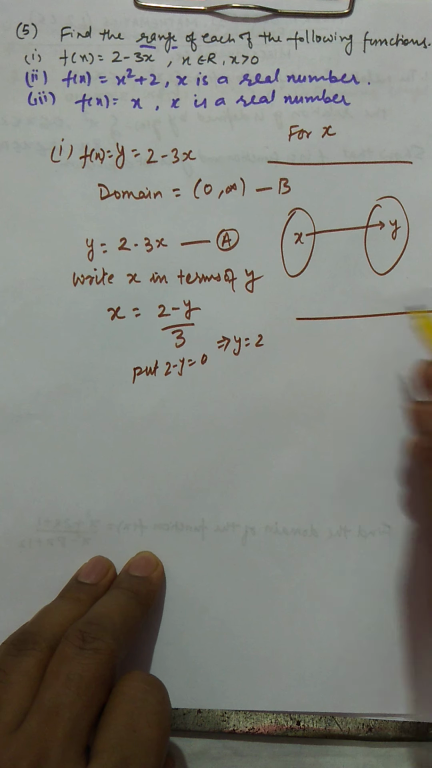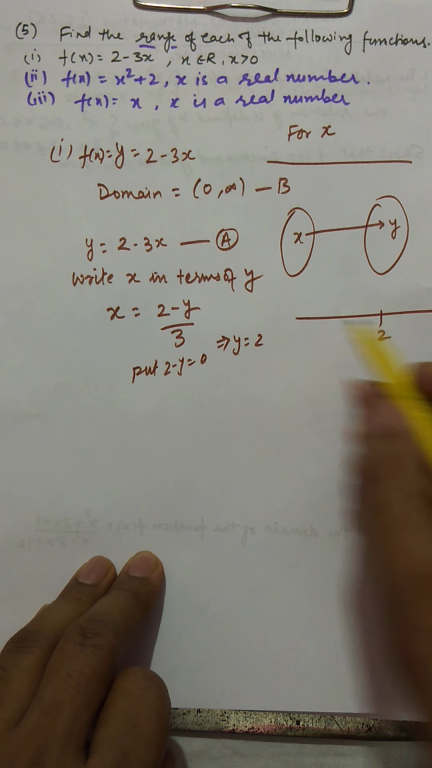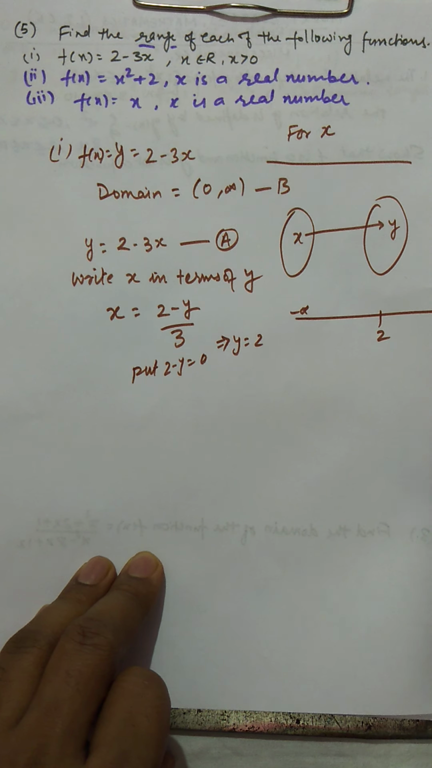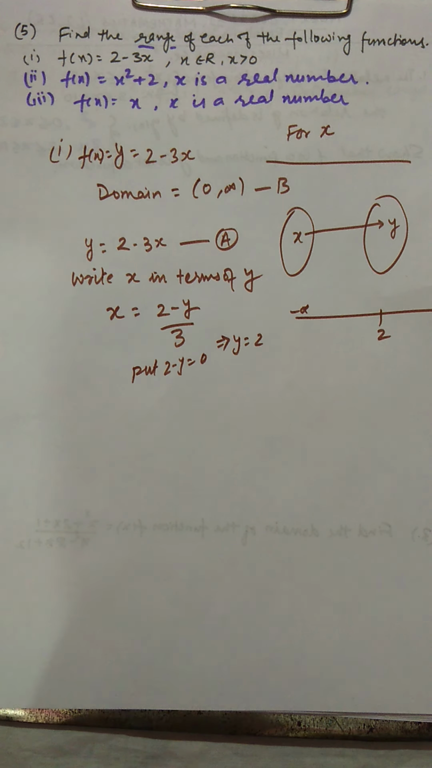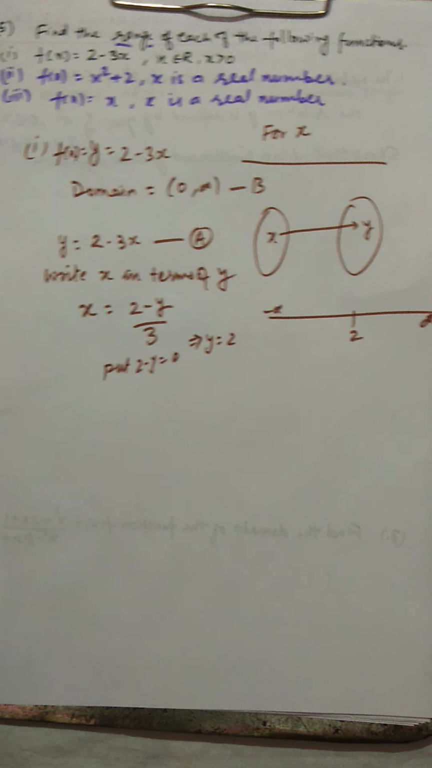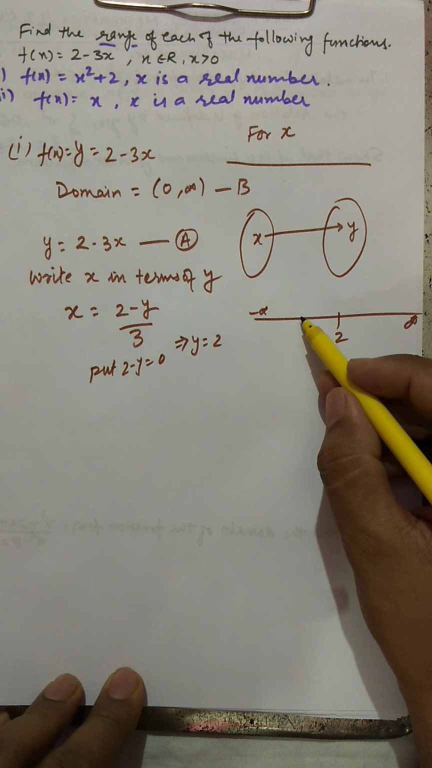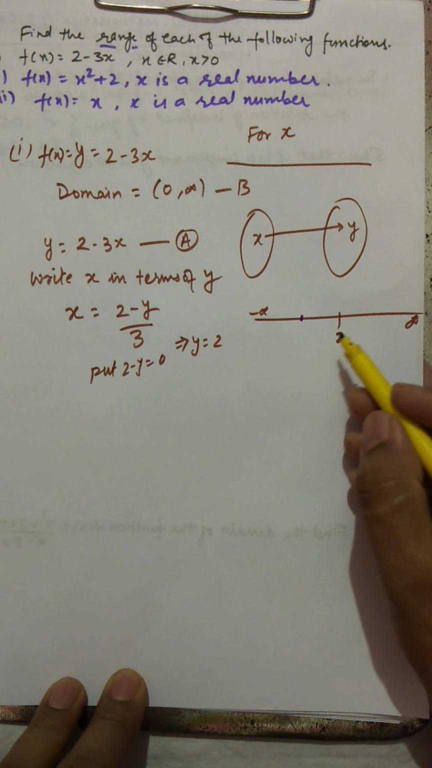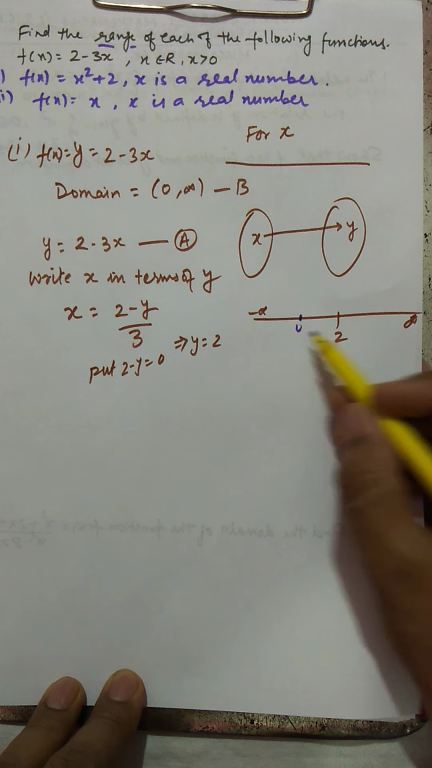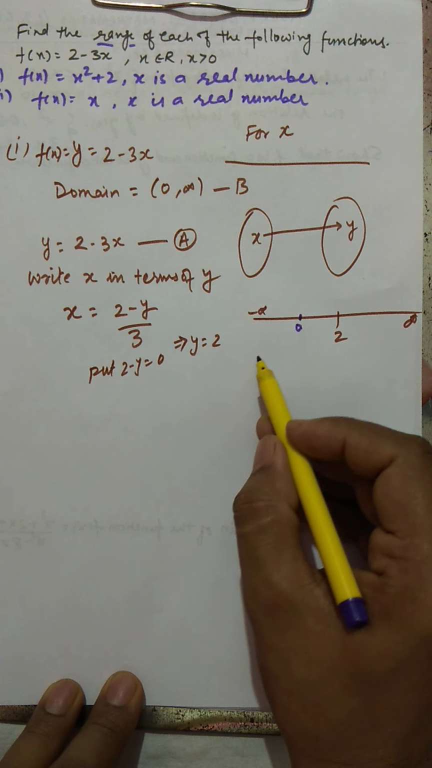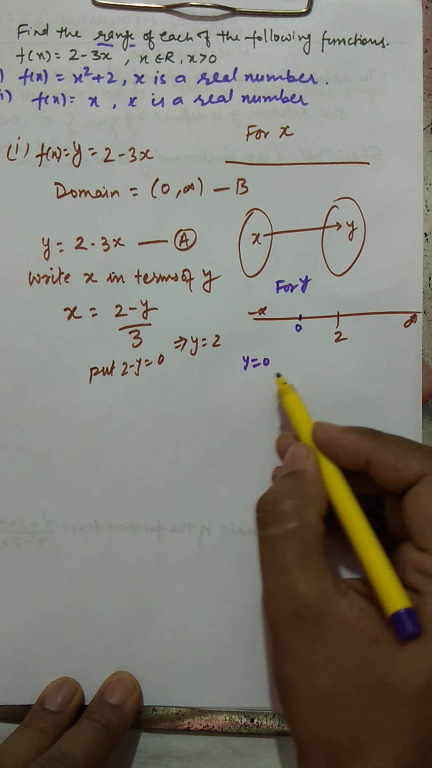So we'll make a number line. This is your 2, and this is minus infinity and this is plus infinity. Now we have to check which values can satisfy this for the range. So we'll start from here. Let's take an example. This is 2; less than 2 you take 0, a very small value. So I am writing here y equal to 0.